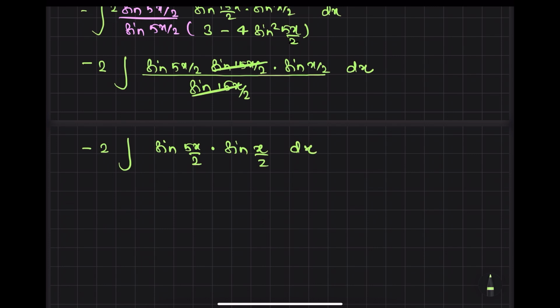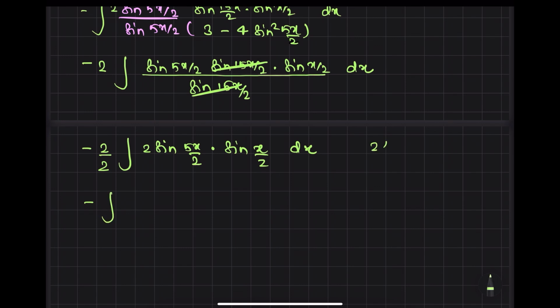Now look at this part. You know that we don't fear integration of sine or cos, but this time they are in a product. So if they are in a product, then we have a little bit of concern. So we have to separate them. Okay. So what we will do, we will multiply numerator and denominator by 2, and this 2 by 2 will become 1.